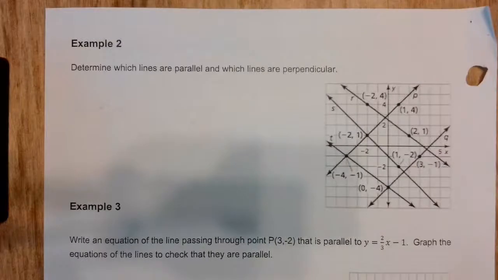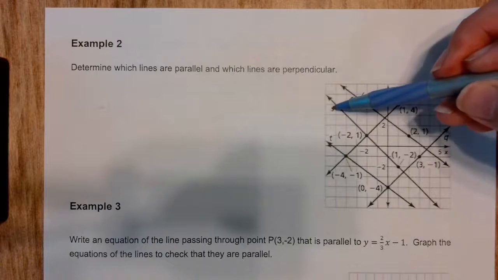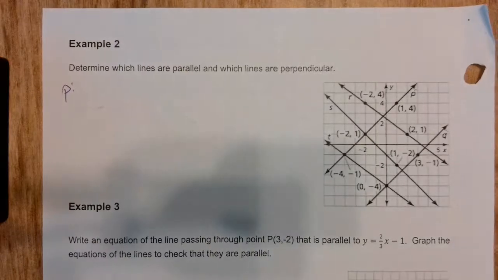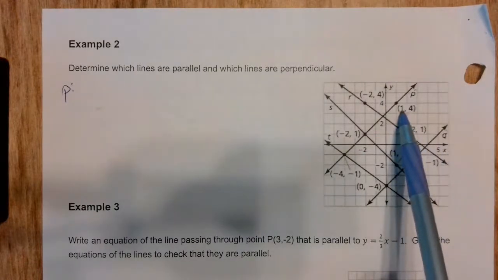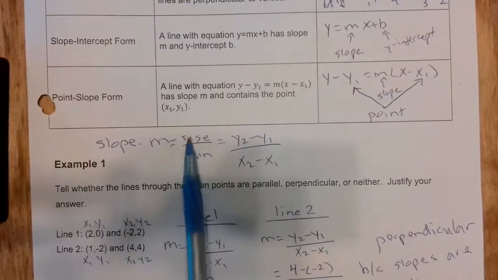Example 2. Determine which lines are parallel and which lines are perpendicular. So let's see here. In order to know if they're parallel or perpendicular, we need the slopes. So it looks like we have line P, Q, R, S, and T. So for P, now we've got some options for calculating slope. We could actually use the slope formula. Here is a point on line P, and here's a point on line P. However, you'll notice I also put rise over run.